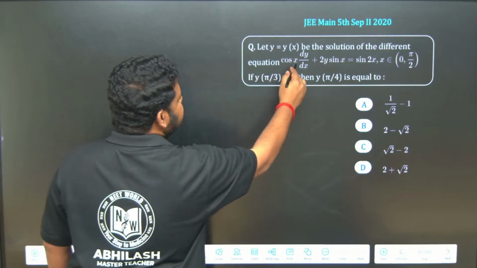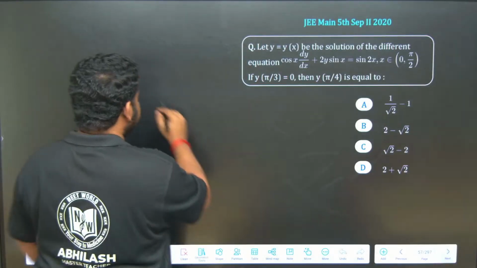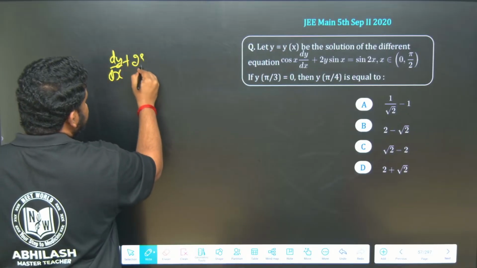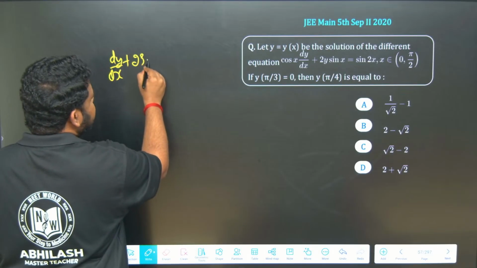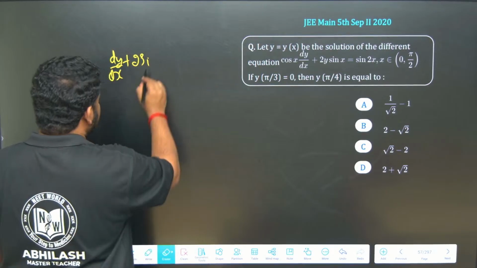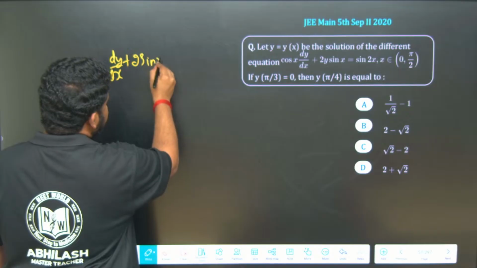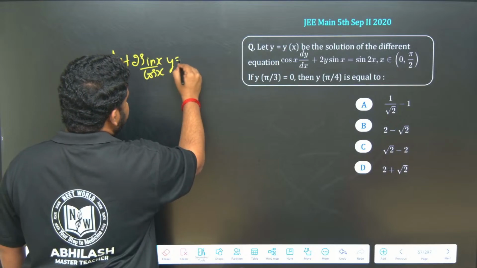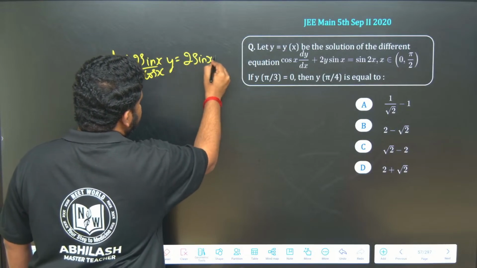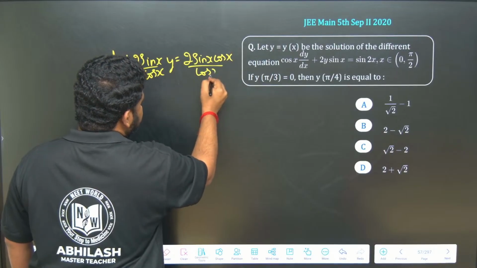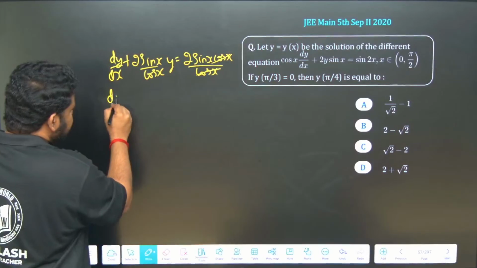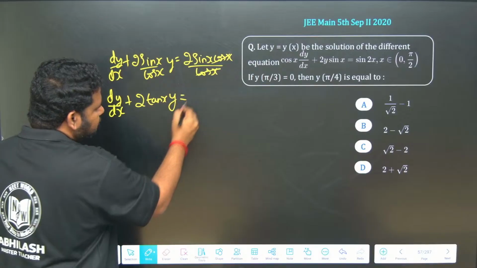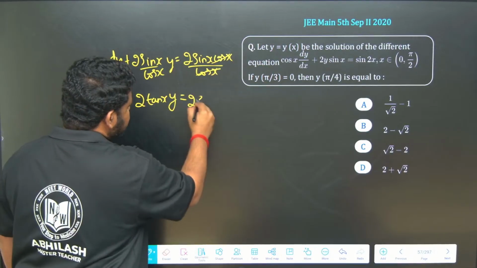So here they have given cos x dy by dx, so throughout I will divide by cos x. That gives me dy by dx plus 2 sin x by cos x into y is equal to sin 2x by cos x. Sin 2x can be written as 2 sin x cos x, so this cos x and this cos x I can cancel. So this will become dy by dx plus 2 tan x into y is equal to 2 sin x.